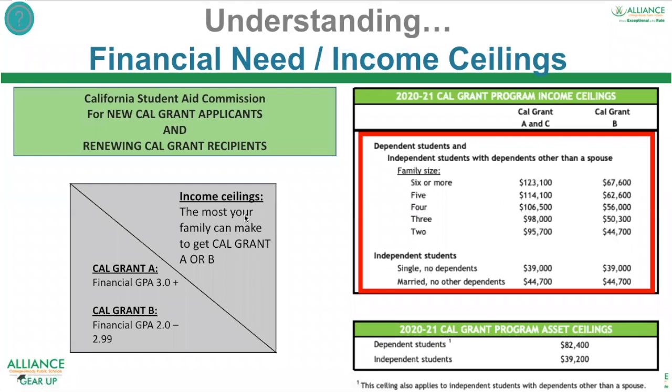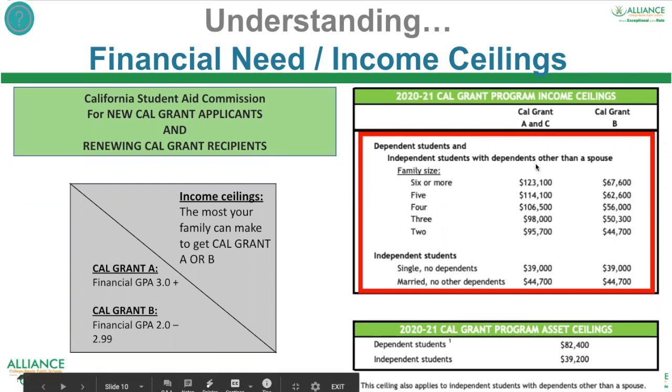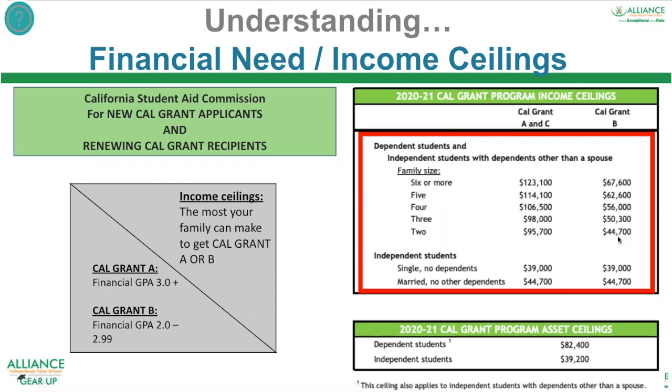And there is an income ceiling, which means the most your family can make to get the Cal Grant A or B. So here in this red box, you see if your family has 2 members, it's 95,44x, 3, and so on and so forth. These are the income ceilings. So if you are between these ranges, you will qualify for a Cal Grant. If you are above these numbers, then you will not qualify for the Cal Grant.